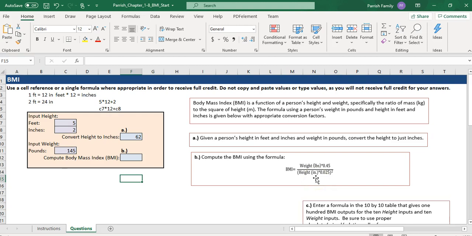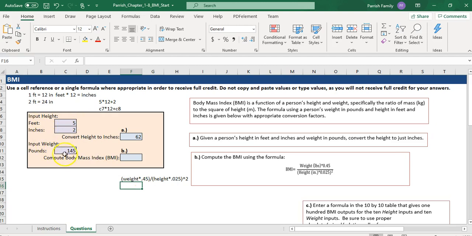Order of operations tells us to do the numerator first, then the denominator, and then divide them. So in order to do the numerator first, I have to have parentheses: parentheses, weight times 0.45, close my parentheses, divided by parentheses, height times 0.025, all of that raised to the second power. Look at this for a second. Order of operations: I'm going to do the parentheses first, weight times 0.45, and then the parentheses, height times 0.025. Exponents are done before division, so the exponent is next. PEMDAS, many of you may have learned. Then the division. So this is our proper order of operations.